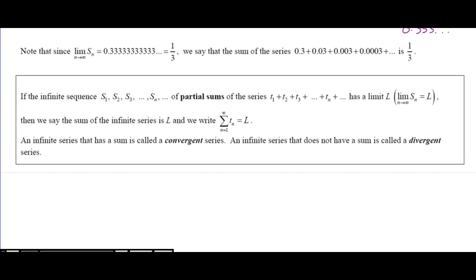If the infinite sequence S1, S2, S3, of partial sums of the series T1 plus T2 plus T3, etc., plus Tn, has a limit L, that is, the limit as n approaches infinity of S sub n equals L, then we say the sum of the infinite series is L, and we write this in summation notation.